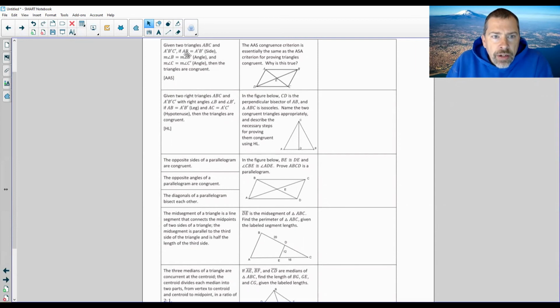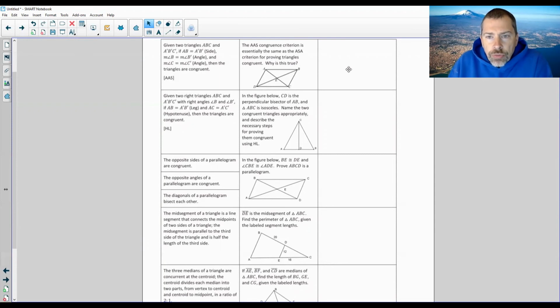Now notice the side's called AB, and we have angles B and C. We don't have angles A and B, so it's not an included side. It's two angles and a side that's not included. That's AAS, and they are congruent. So the angle side angle congruence criterion is essentially the same as the angle angle side criterion for proving triangles congruent. Why is this true? Okay, so they're saying AAS is the same as ASA.